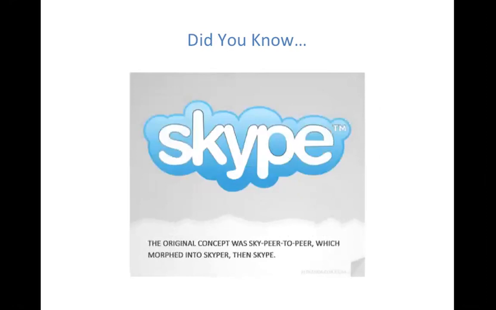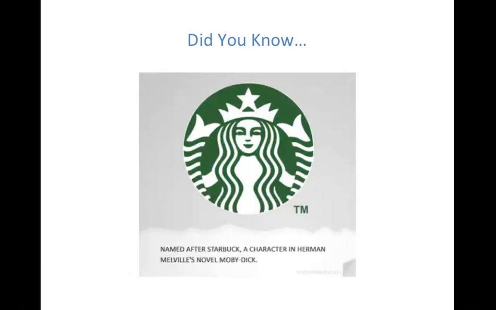Kind of interesting. Here's Skype. The original concept was Sky peer-to-peer, which morphed into Skyper and then Skype. So sometimes names shorten themselves as they go forward with a certain brand. Here's a really famous one, a well-known one, I should say, recognizable: Starbucks, named after Starbuck, a character in Herman Melville's novel, Moby Dick. A little siren there. And it's interesting to see the evolution of the Starbucks logo. Now they're down to a very simple icon without even a name attached, and everybody for the most part knows it's a universal symbol for sure.